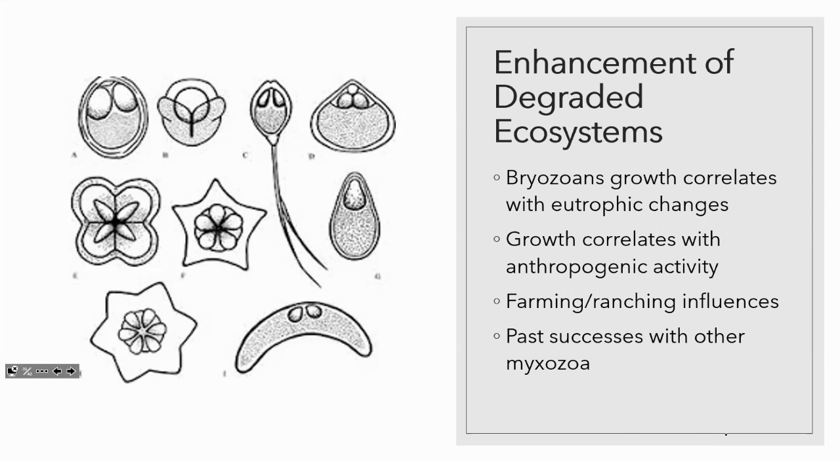Additionally, the farming and ranching influences on this issue are thought to be fairly prevalent. Farming does, of course, draw a lot of water out of the river, especially even during times of low flows, which, of course, is necessary for the growth of plants, but this may be increasing the prevalence of T. bryo just because those warmer temperatures correlate with bryozoan growth and T. bryo replication. This has had some success with other myxozoa, specifically M. cerebralis. As I said, M. cerebralis parasitizes tubifex worms, and by enhancing the degraded ecosystems that tubifex worms live in, they have been able to somewhat control M. cerebralis, but more research is definitely needed on this subject.